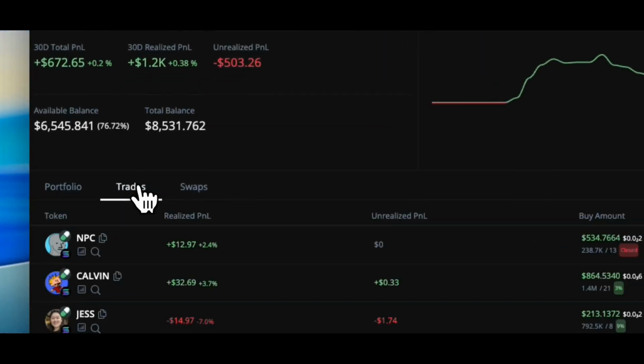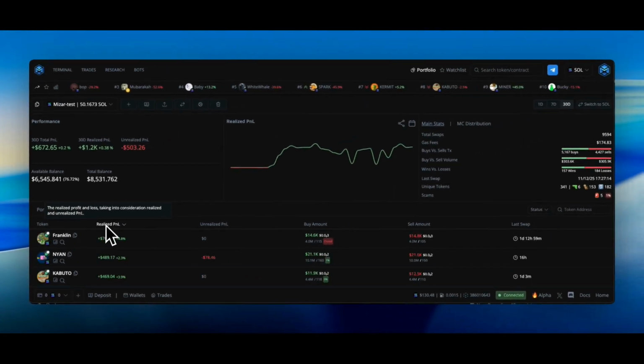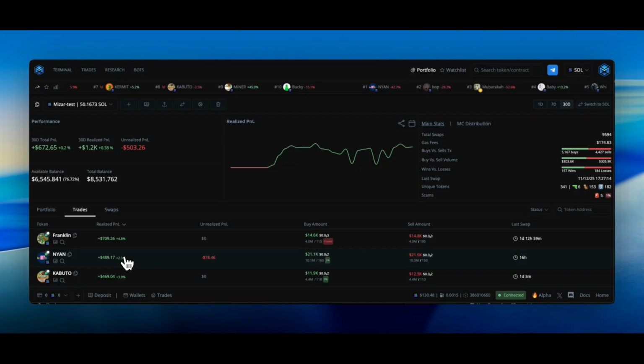When you open the trade section, you get an aggregated view of all your activity. You can sort your trades, for example by realised P&L, and quickly identify where you made the most money and where you lost the most. For each token you can see realised and unrealised P&L, how much you bought and sold, the number of buys versus sells, and how active the bot was. If you bought significantly more than you sold, that usually means your bot was doing heavy DCA activity.